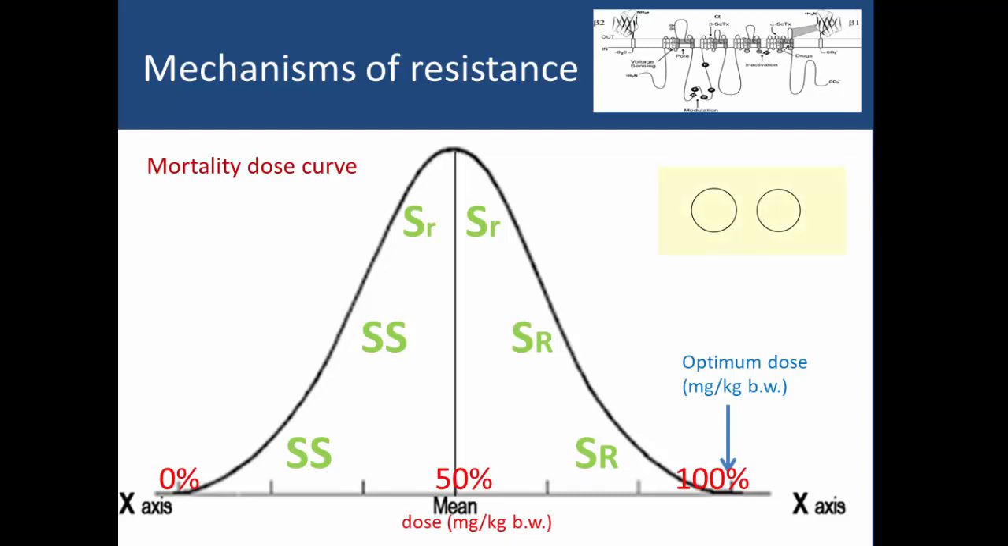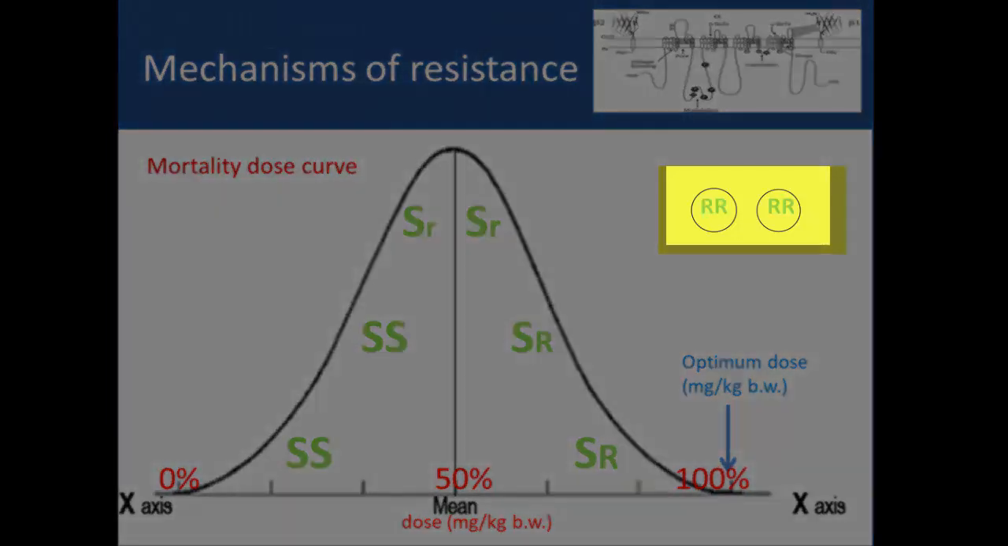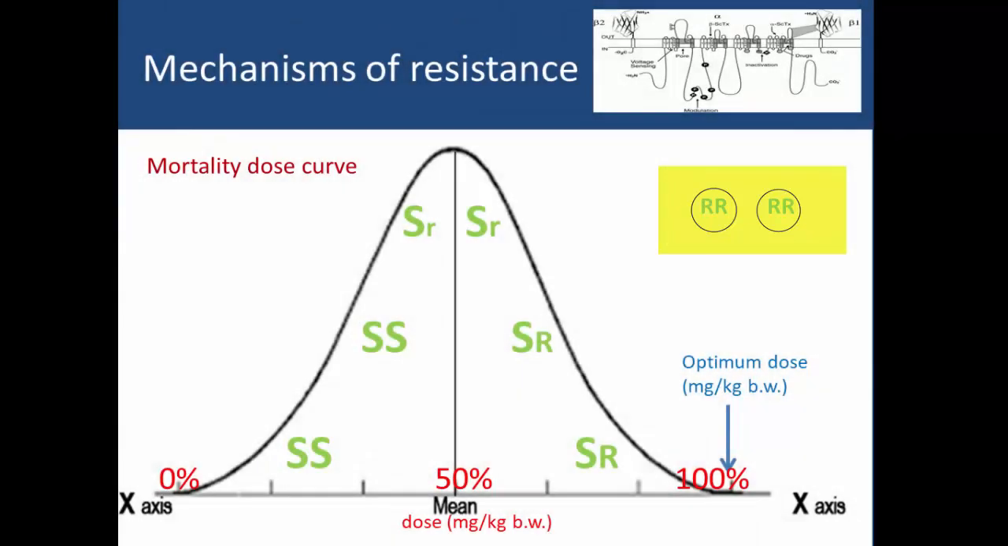Now, if you notice, there are two circles outside of the curve, and basically there is a point in which we create so much selection pressure by repeatedly using that chemical over and over to the point in which basically no matter how much you increase the dose, it's going to be impossible to kill those ticks anymore.